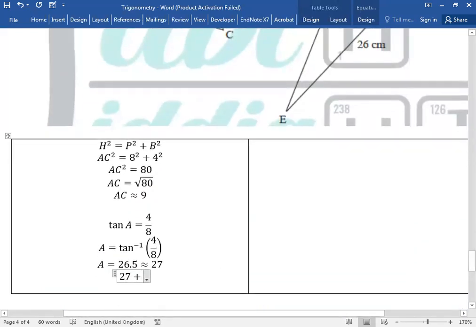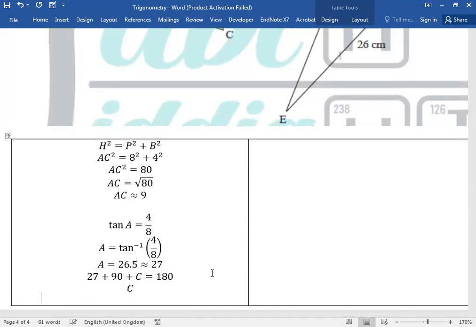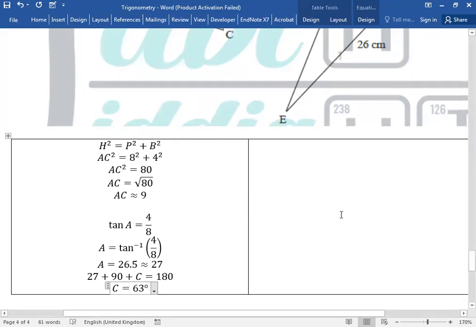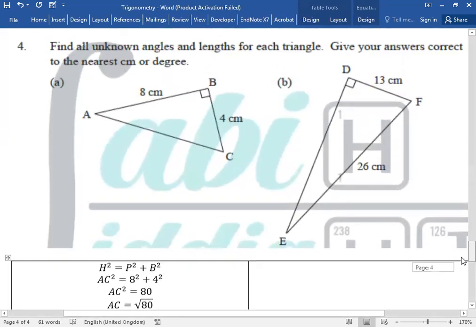So 27 plus 90 plus C is 180. Can you find the third angle? Or you could have used trigonometry to get the third angle as well. But if you know two angles of a triangle, can you get the third one this way? 63. Even if you would have used trigonometry, you would have still landed on the same answer. Is this clear, bachon?